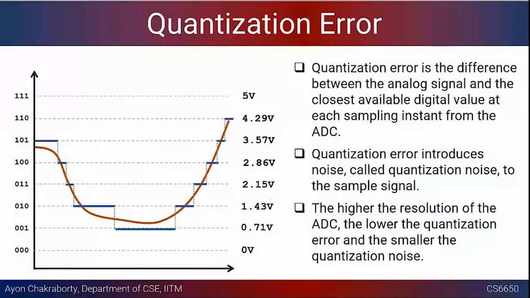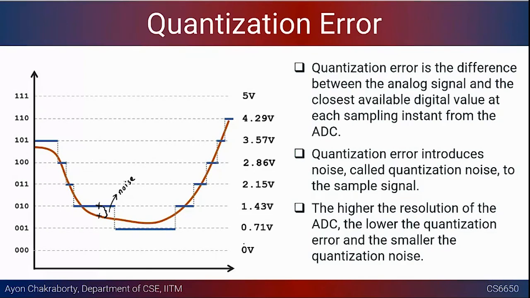So the quantization error introduces noise, called quantization noise, to the sampled signal, right? So this was your actual data, whereas you are representing the data using this. Which means that you are introducing some amount of noise into the system, and this noise distorts your data. The actual data is marred by the amount of noise present while sampling. And of course, as you understand, the higher the resolution of the ADC, the lower is the quantization error and the smaller is the quantization noise.